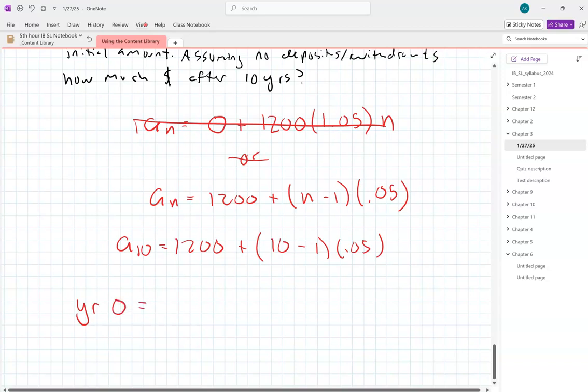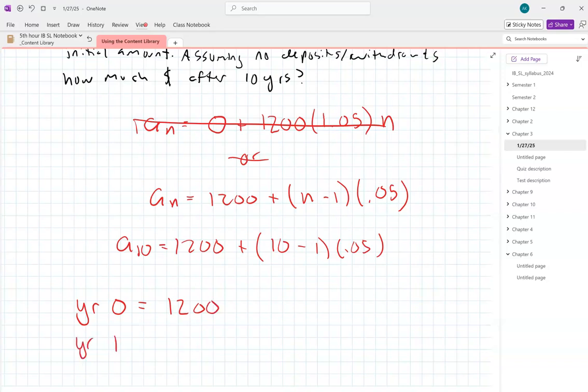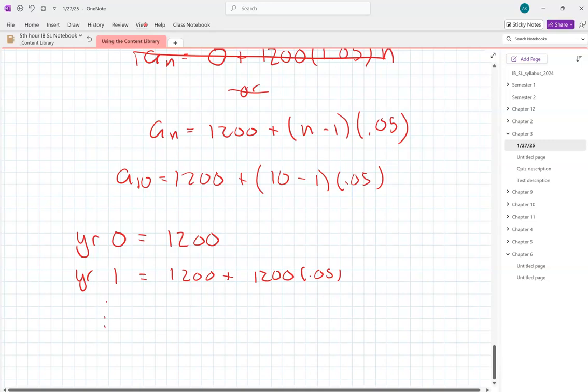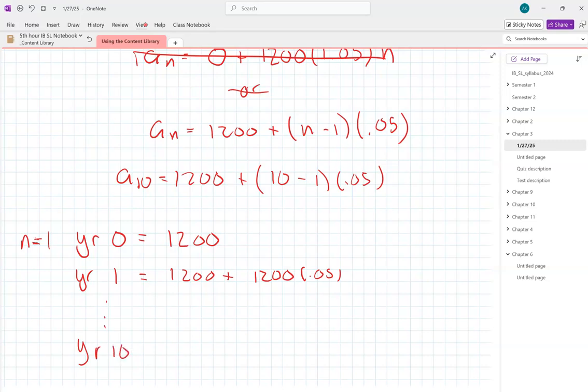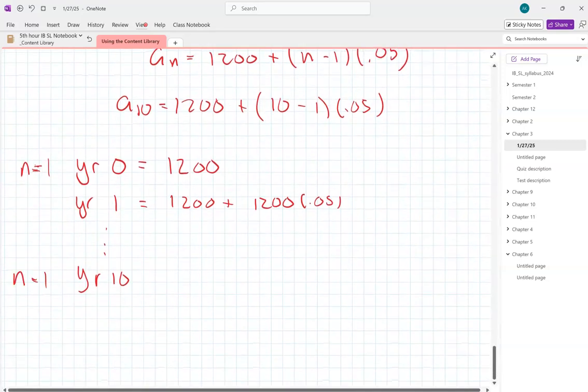Yeah, so year 0 is the initial deposit. Year 1 will be like this. But if I call this n equals 1, what do I really have down here at year 10? That's really n equals 11, right? Oopsie daisy.